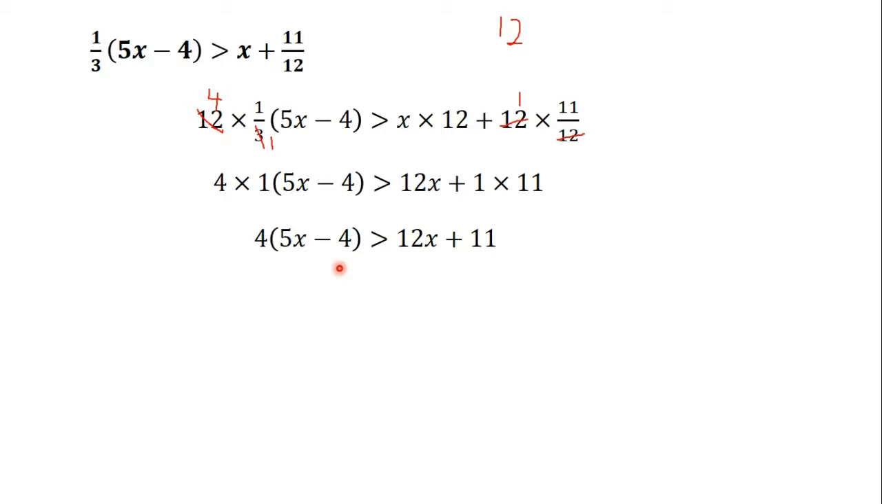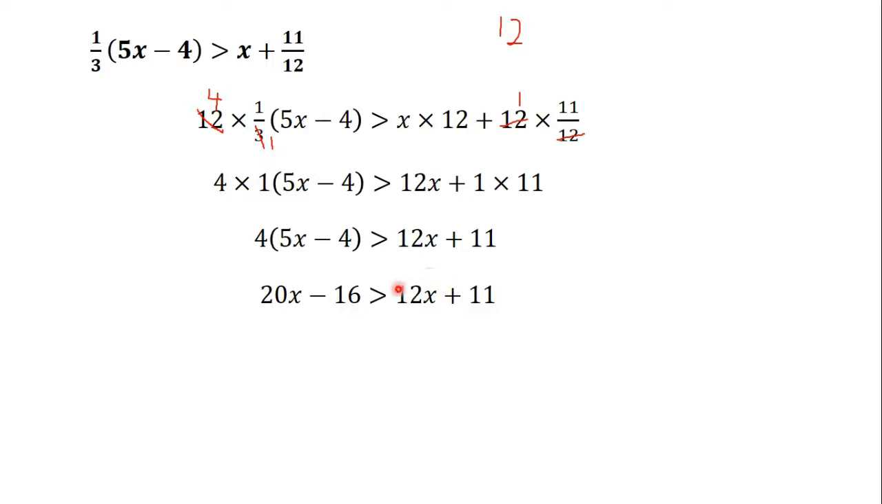So when you go to type 3, what do we do? We open the brackets. So we are going to have 4 times 5x, which is 20x. 4 times 4 will give us 16. Now because it's minus, so minus 16, then greater than 12x plus 11. From here, it becomes type 2 of linear inequalities.